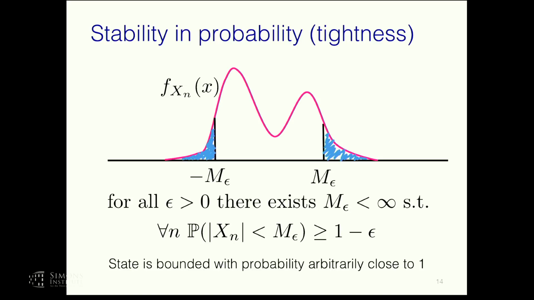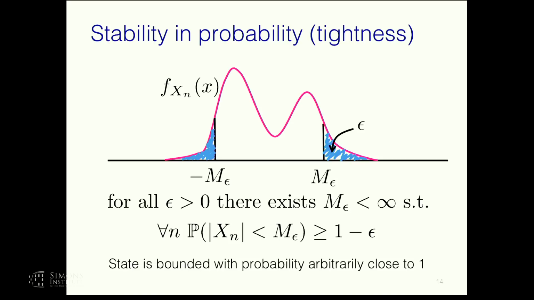So I can make sure that for every n, the system state is bounded in a box with high probability, or with probability 1 minus epsilon. And this is basically the weakest notion of stability. If you do not have stability in probability, you cannot have any notion of moment stability, which is easy to see.